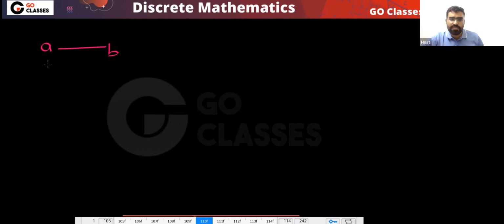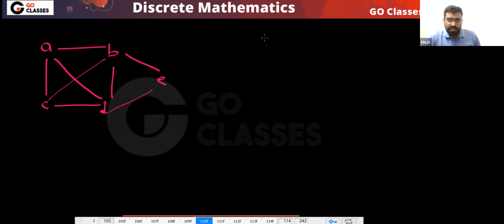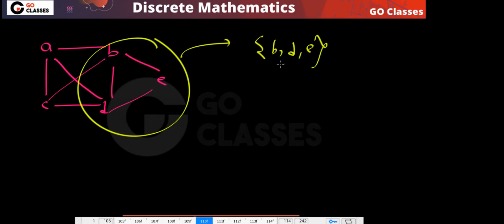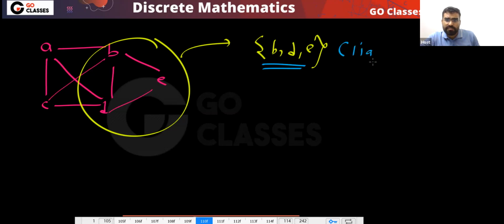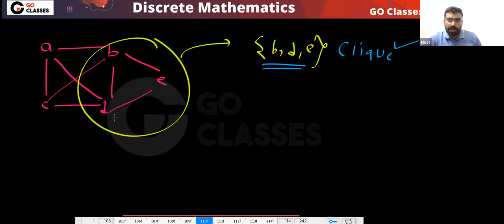So consider this graph: A, B, C, D, and this graph you consider E. Now in this graph, look at this BDE. Is this a clique? Are they pairwise adjacent? Yes, this is a clique because they are pairwise adjacent. You can notice BDE, they are adjacent to each other.